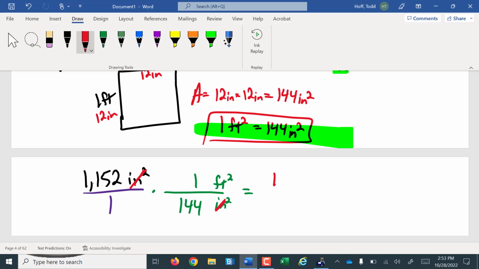And so the square inches cancel out. 1,152 times 1 square foot is 1,152 square feet. 1 times 144 is 144. We divide that out. 1152 divided by 144 is 8 square feet.